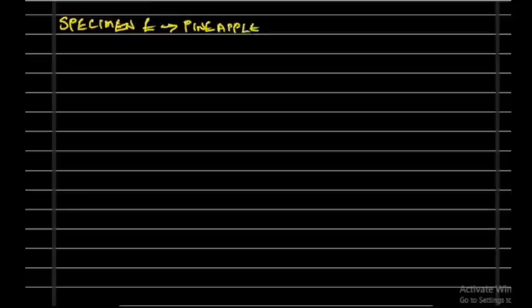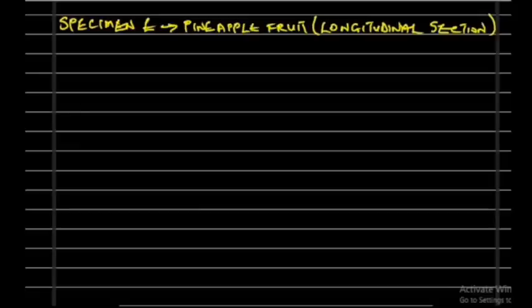So the next specimen we have there is our specimen E, which is the pineapple fruits. And this time around we're talking about the longitudinal section of the pineapple fruits. That is what we are looking at. So, like we have done in the past, we quickly look at the classification of this particular crop.